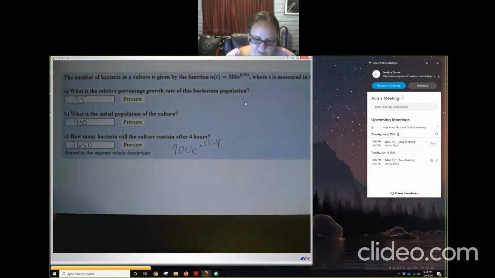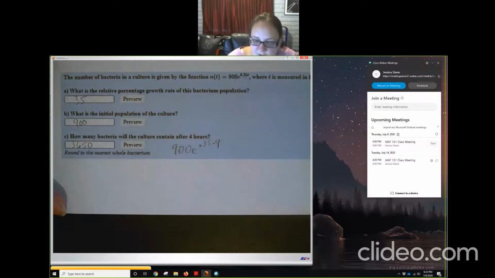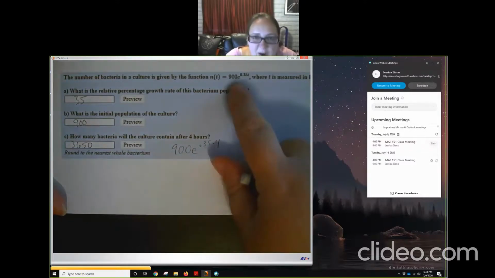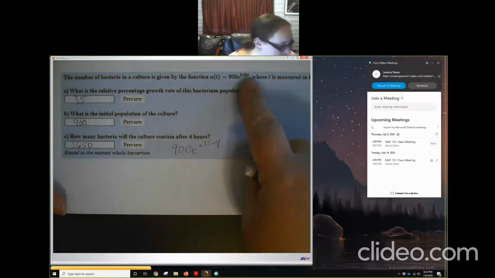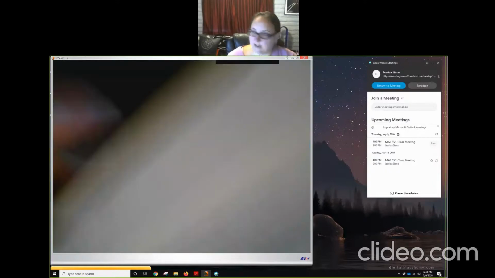Okay. So again, this formula is the exact same as the formula that we were using on the money problems, where it's the amount after time, the initial amount, the rate, and time. Okay, just because it's bacteria doesn't change what the formula does.